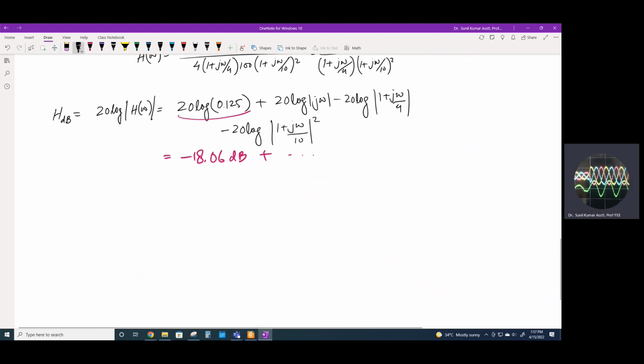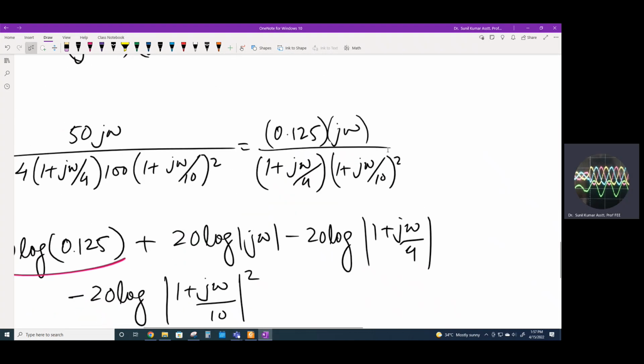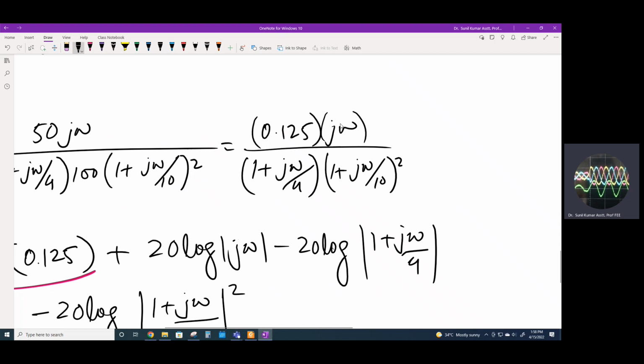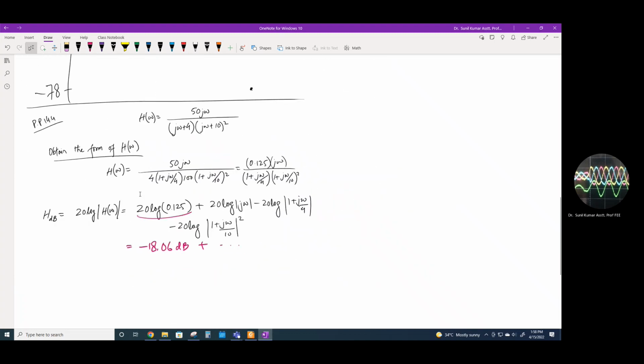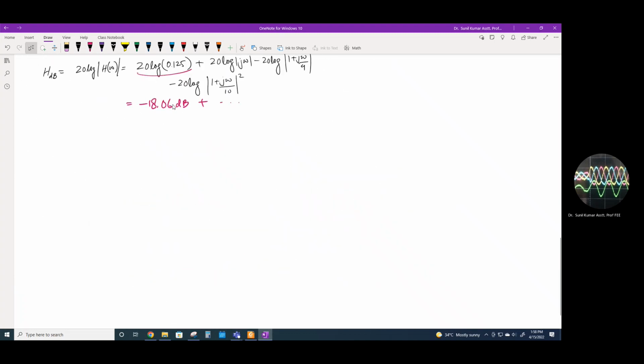Let's draw. First, check out where the poles and zeros are. So we have a zero crossing omega equals 1, and a pole at omega equals 4, and two repeated poles at omega equals 10, and a constant line at minus 18 dB.